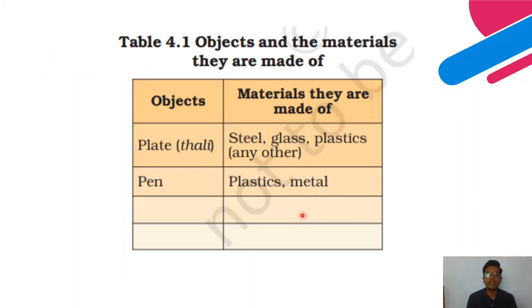In the first column you have to write the object name, and in the second column you have to write the material they are made of, which material is used for making that object. This is not compulsory, it is only for the activity purpose. You don't have to write this in your notebook. I repeat once again, you don't have to write this table in your notebook. It is only for the activity purpose.